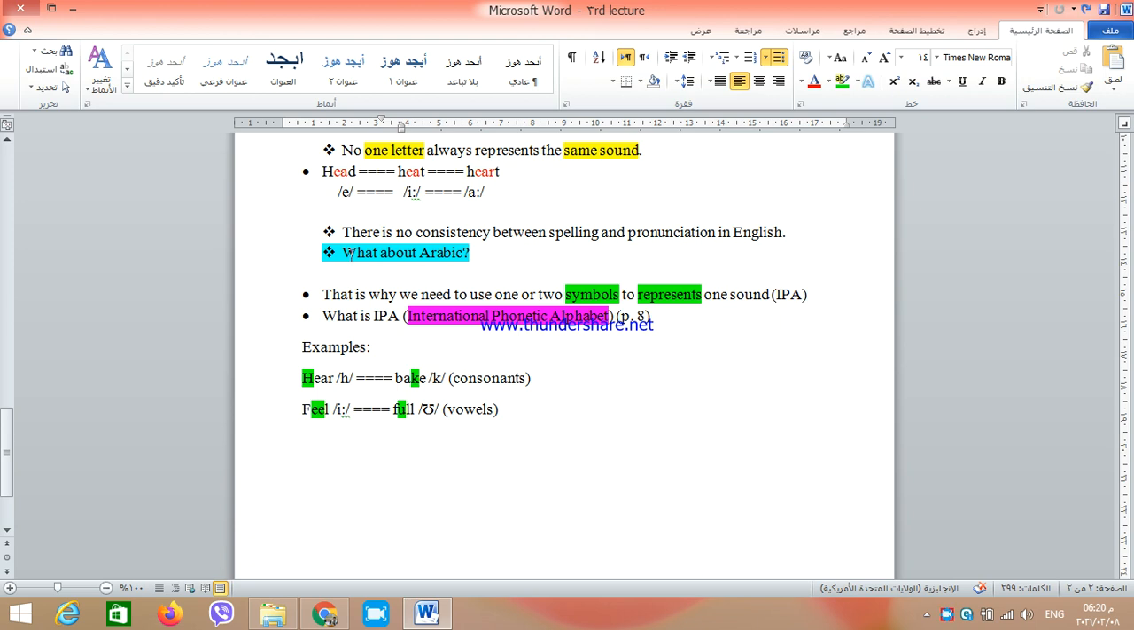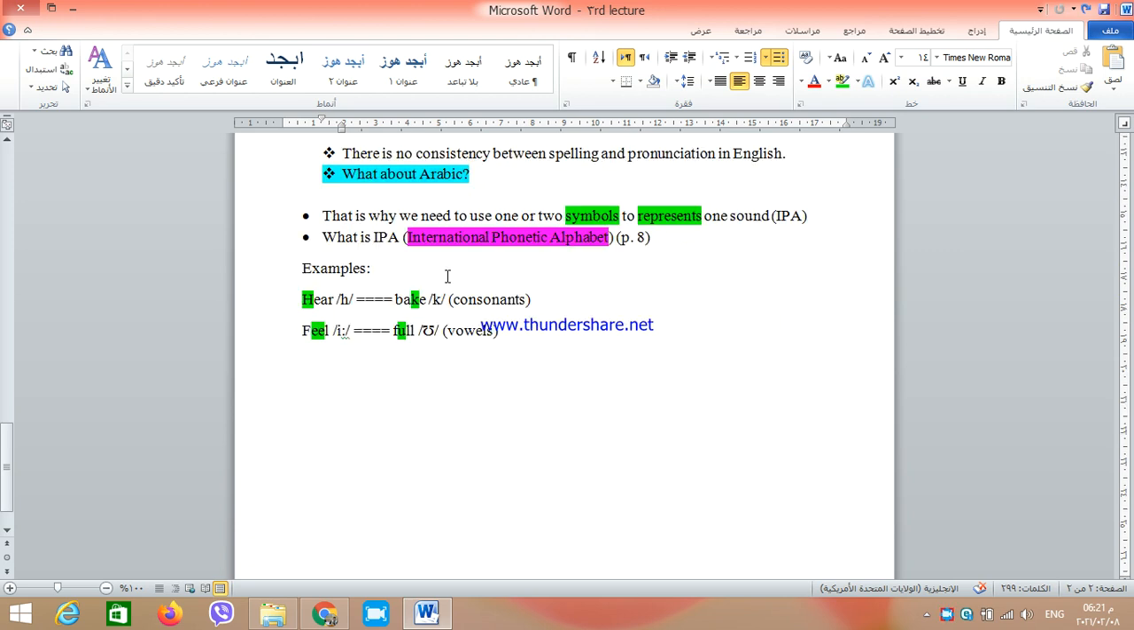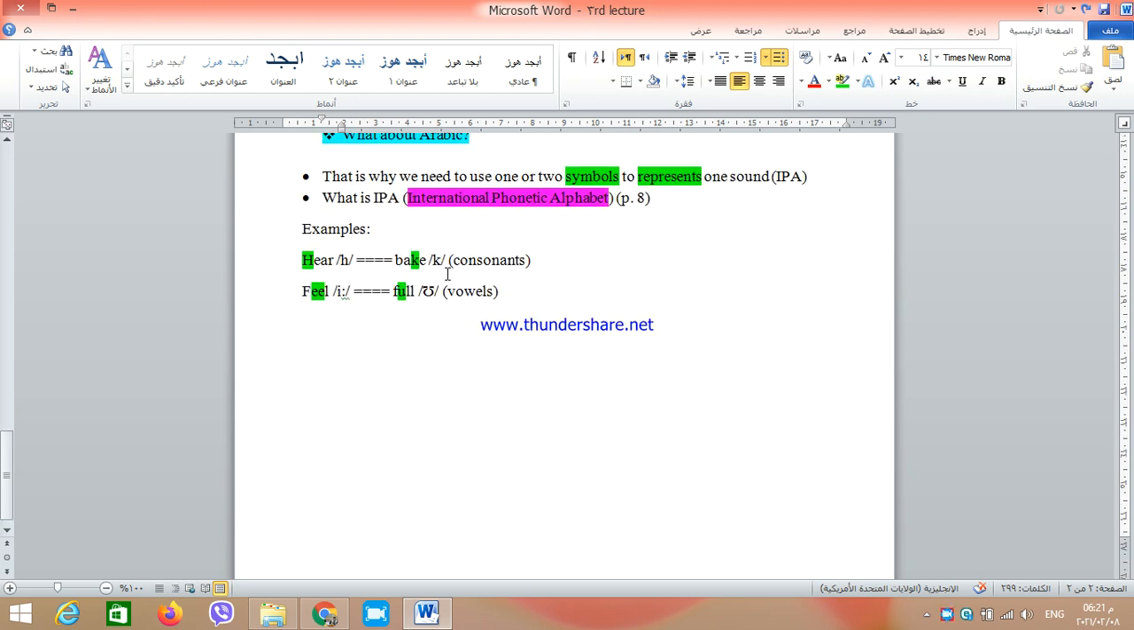What about Arabic? I want you to think of that. Do we have consistency in Arabic between letters and sounds, or do we have the same examples we find in English? Similar examples, okay? Now, because there is no consistency between sounds and letters in English, we always use symbols to represent sounds. For each sound, there should be a symbol.